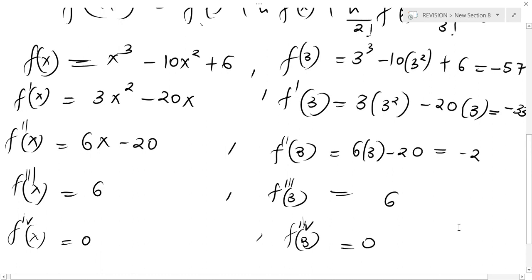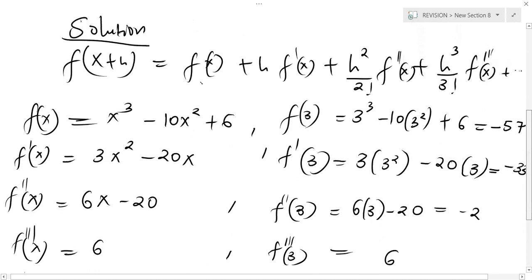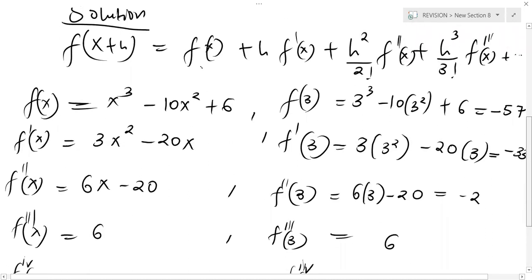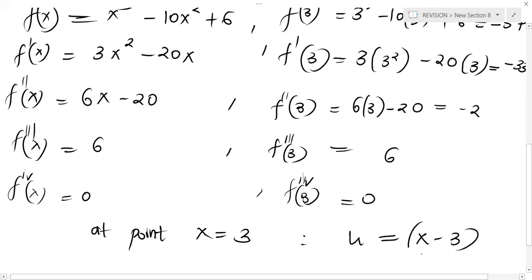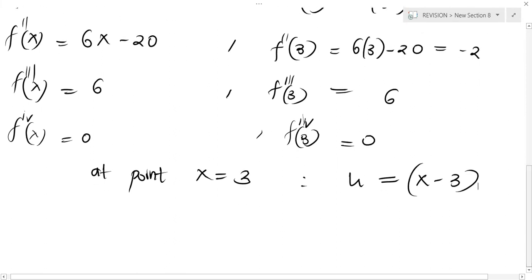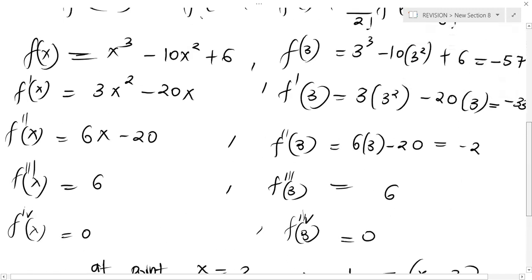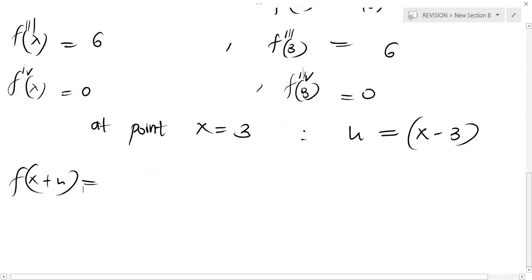Okay, fine. So if we come back so that we replace our values into the Taylor series formula, we need to find our value of h. We've already been told that the point is at x is equal to 3. So our value of h will be x minus 3. So replacing into the formula, we have our f of x plus h is equal to f of x. And what is our f of x? We found it to be equal to minus 57.